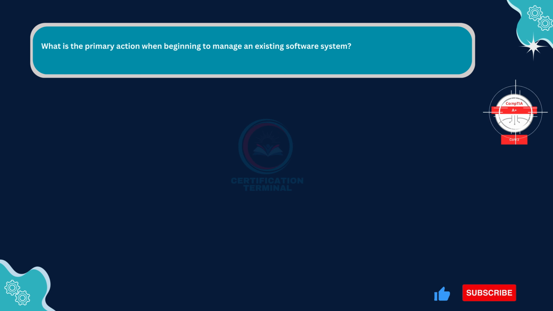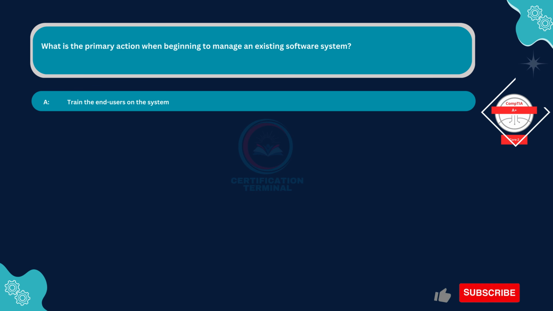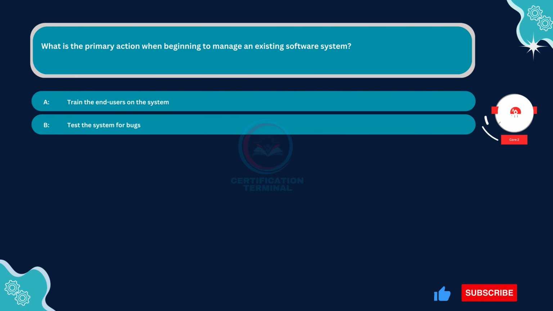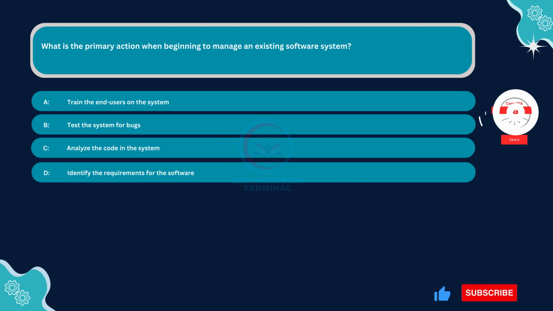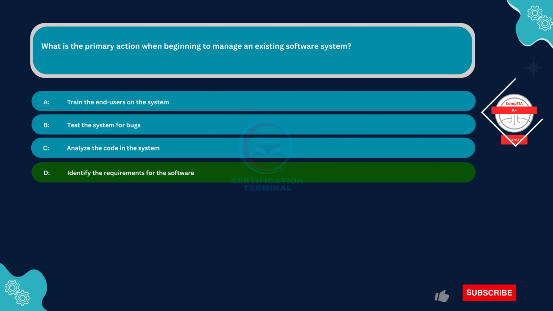Next question. What is the primary action when beginning to manage an existing software system? Option A, train the end users on the system. Option B, test the system for bugs. Option C, analyze the code in the system. Option D, identify the requirements for the software. The correct answer is Option D, identify the requirements for the software.